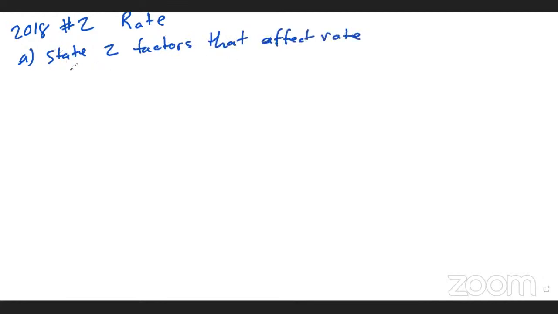Factors that affect rate? The concentration, temperature. Temperature, right. So the first thing they ask is to say two factors that affect rate. We know concentration and temperature, and you can list them because I know you know them. Pressure, particle size and pressure.